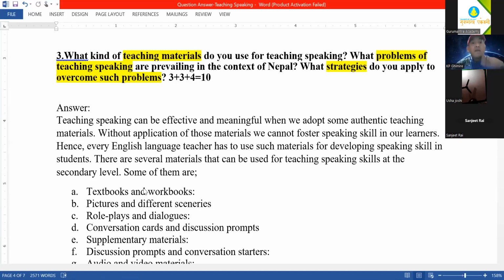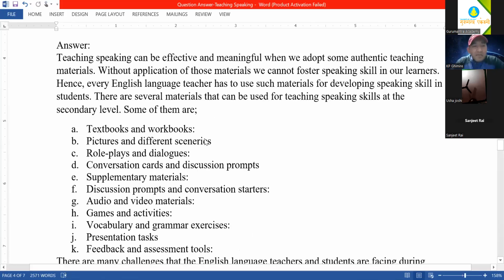Some of them are, now make a list of them. No need to go either here and there. So remember, textbook and workbook. We can adopt textbooks and workbooks for teaching speaking as materials, pictures and different sceneries, different scenes we can bring. Role plays and dialogues can be brought together, dialogue along with the role play. Simply role play cannot be material, but including dialogue, this can be material.